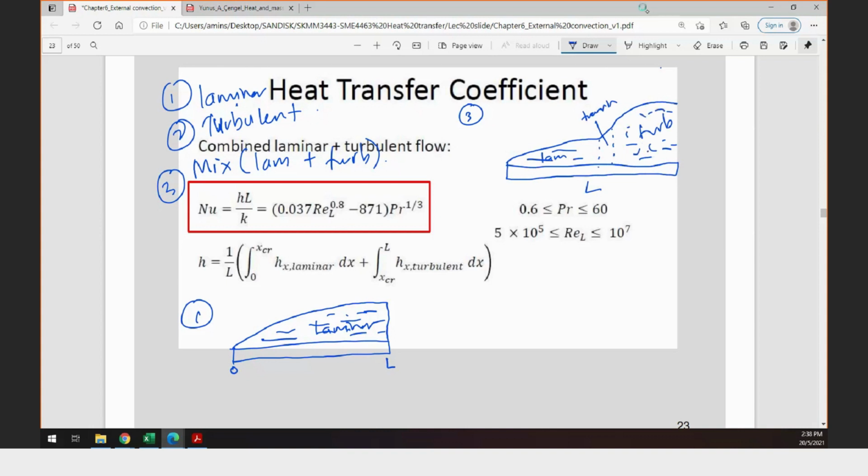Okay. So this is your plate. So this is a flow. So you got laminar and turbulent. So this is for number 3. But how about the turbulent one? You may find in some cases you have a laminar here, very small, but the major part, this is laminar, this is the turbulent.